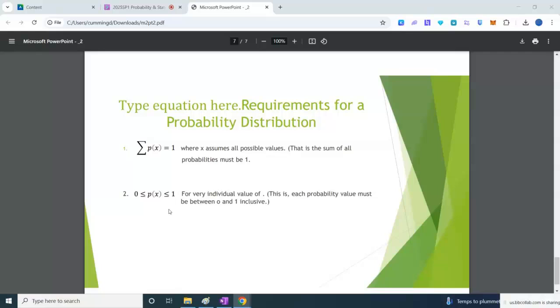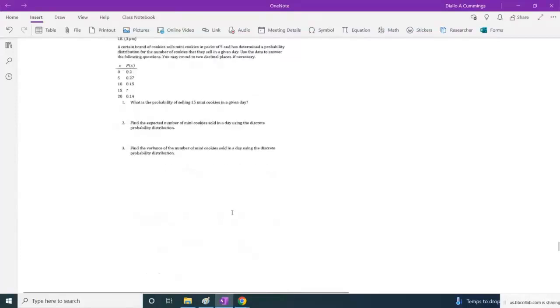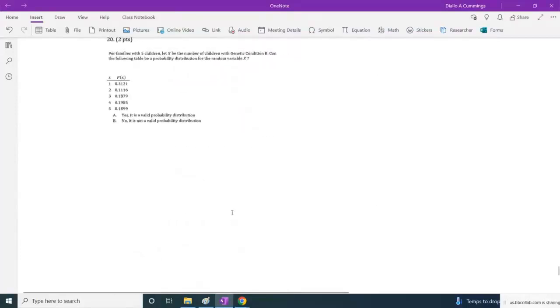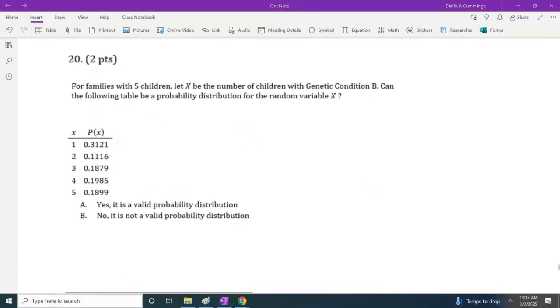All right, so let's take a look at what I passed out, a Module 2 test review. On that Module 2 test review, we're going to take a look at problem number 20 first. It's the very last problem on the test review. And what we're seeing is a probability distribution. Let me just explain the probability distribution first.